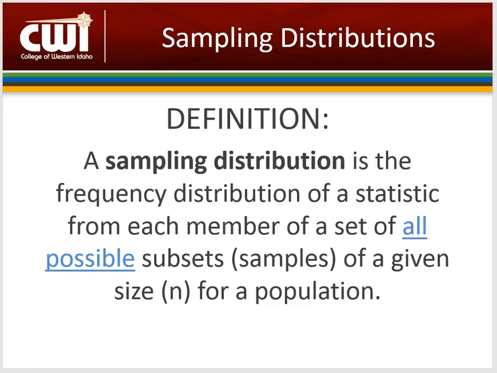A sampling distribution is the frequency distribution of a statistic from each member of the set of all possible subsets of a given size for a population. We call the size of the sample N. When we say all of the possible subsets, we mean exactly that, all possible subsets. That could certainly be in the thousands or even millions or more possible subsets.